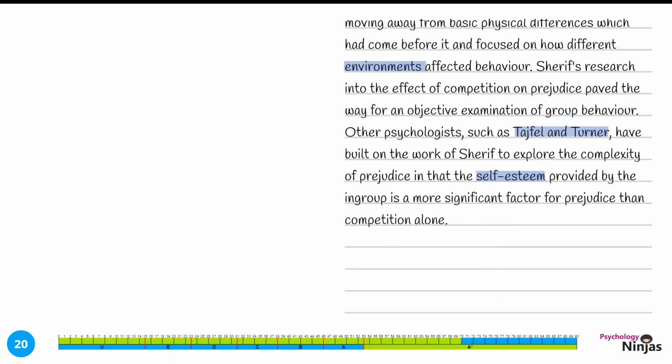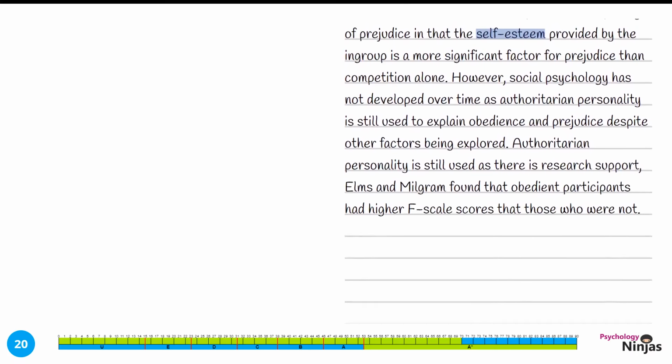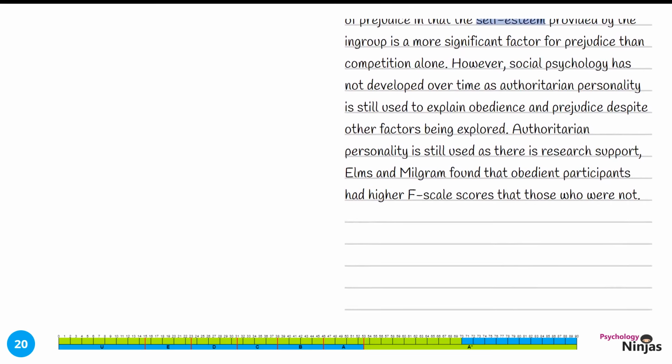In order to clearly address the question, we also want to give some counter-arguments of how psychology has stayed the same. However, social psychology has not developed over time, as authoritarian personality is still used to explain obedience and prejudice, despite other factors being explored. Authoritarian personality is still used as there is research support. Elms and Milgram found that obedient participants had higher F-scale scores than those who were not obedient.